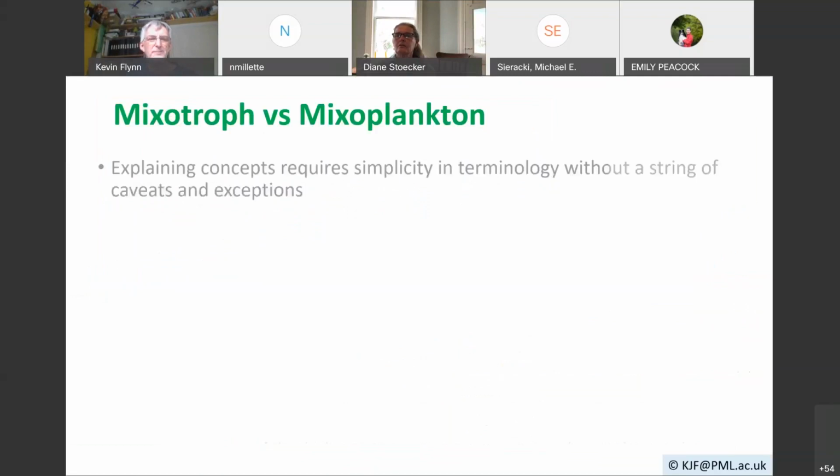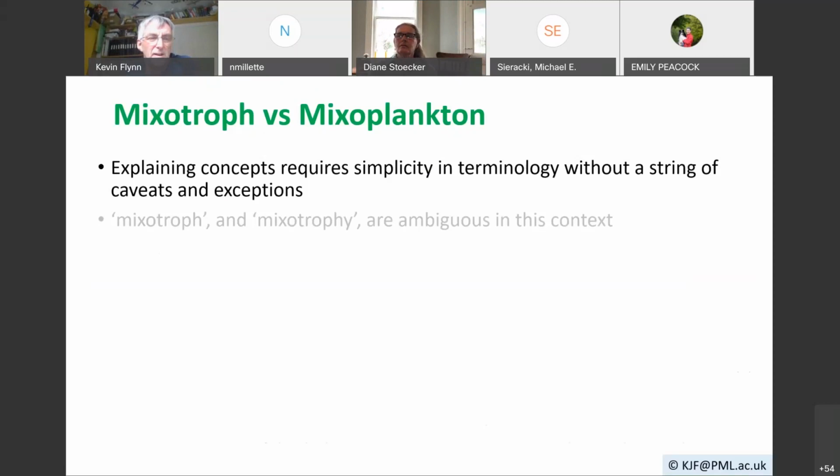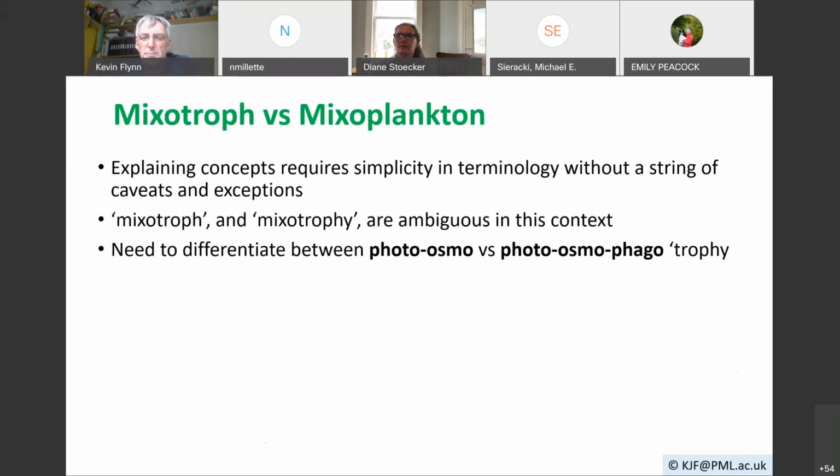Mixotroph versus mixoplankton then. When we tried to explain what we actually meant by mixotrophy, as in eating and phototrophy, we started confusing people. We found this both with talking to scientists and also talking to the media and to students. Explaining concepts, this is a complicated subject. It requires simplicity in terminology without too many caveats and without too many exceptions. The uses of mixotrophy are ambiguous. We need to differentiate between photo-osmo versus photo-osmo-phagotrophy in the context of this discussion.